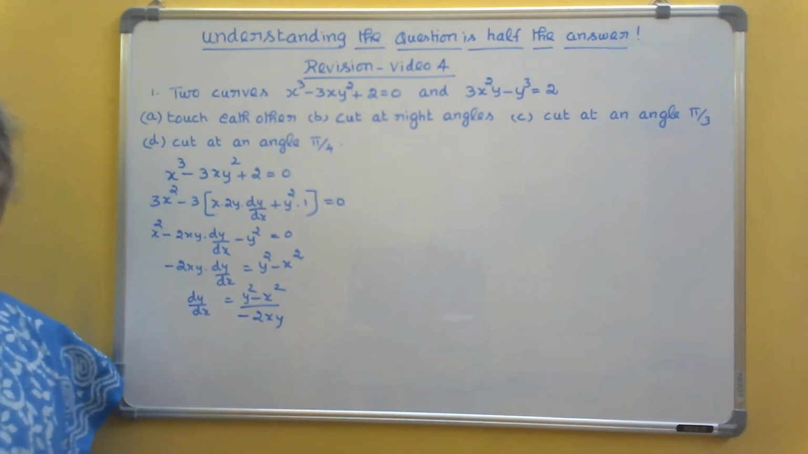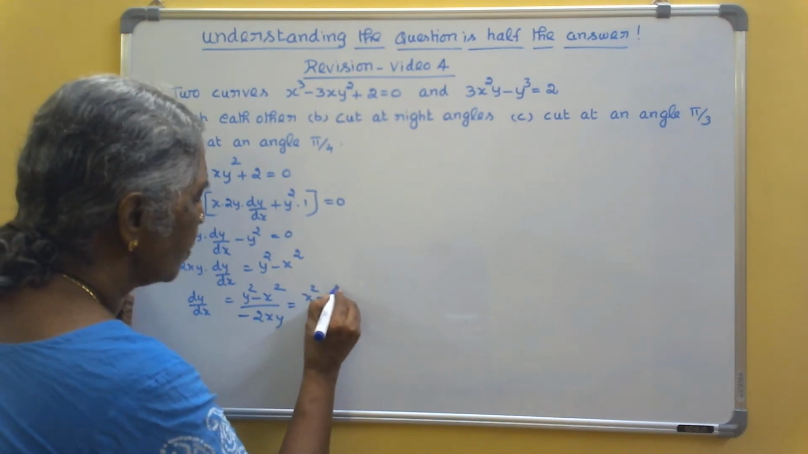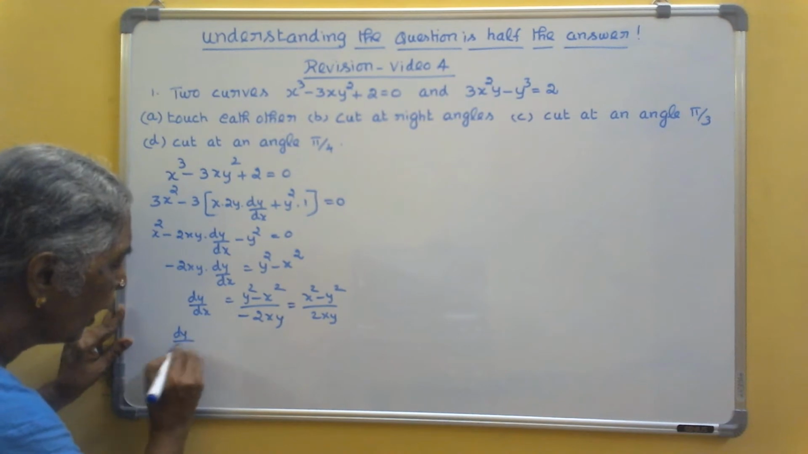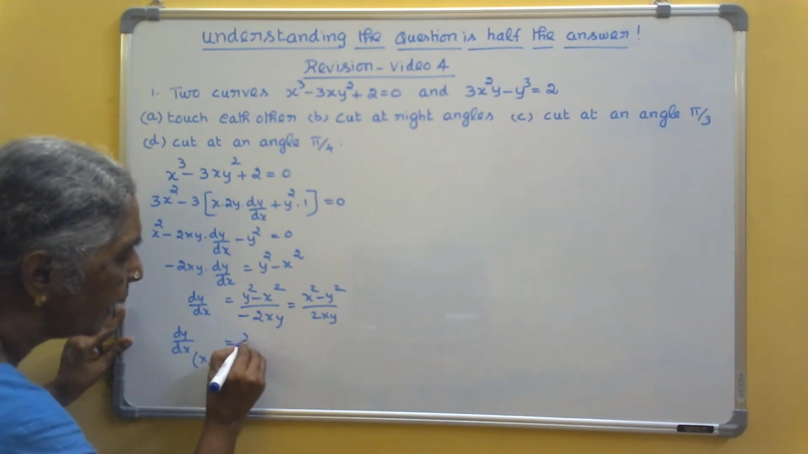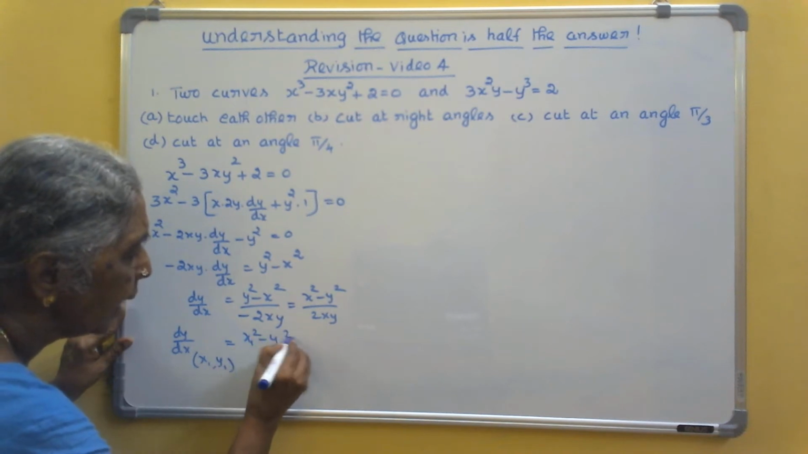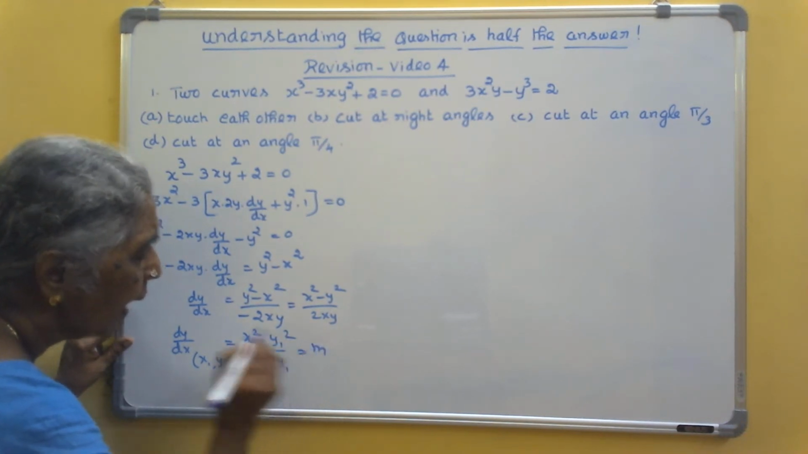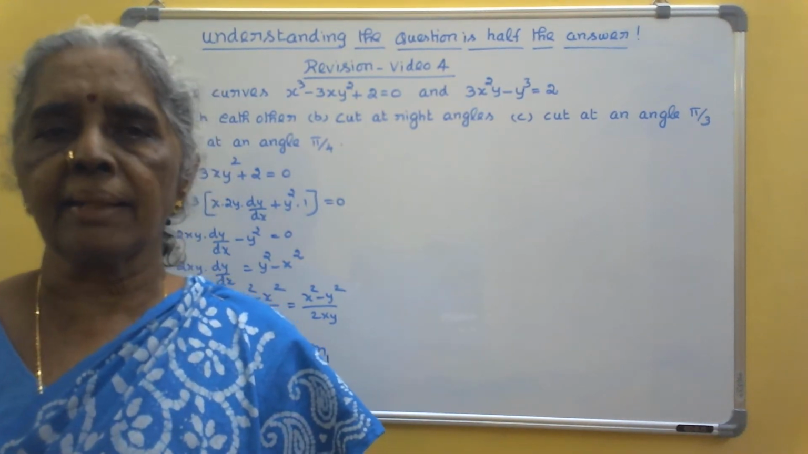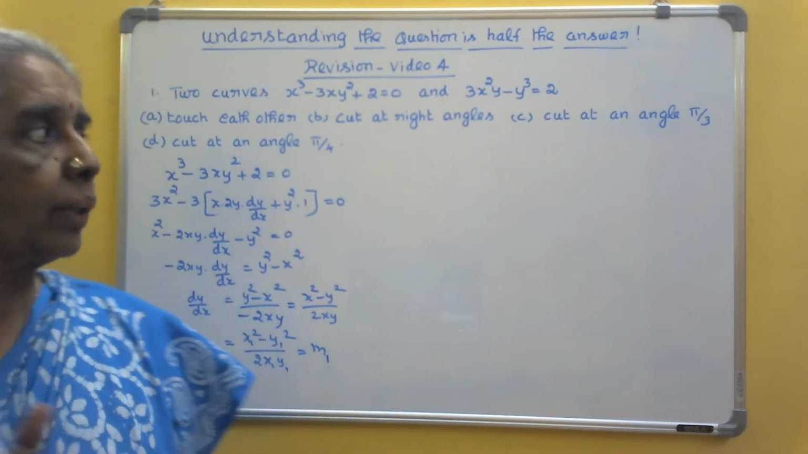Let us take this minus to the numerator so that I will get (x square minus y square) by 2xy. So dy by dx at x1 comma y1 will be (x1 square minus y1 square) by 2x1 y1, and let it be m1, which is the slope of the tangent to curve 1 at x1 comma y1, right?